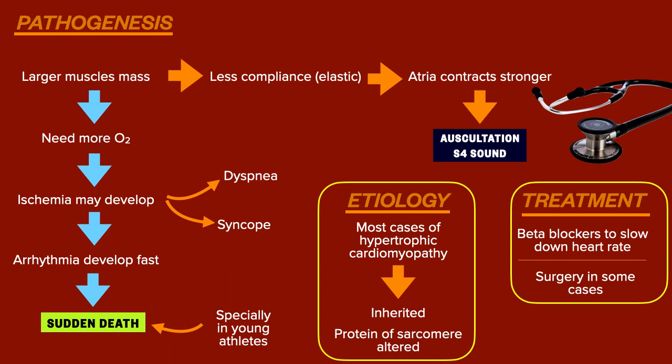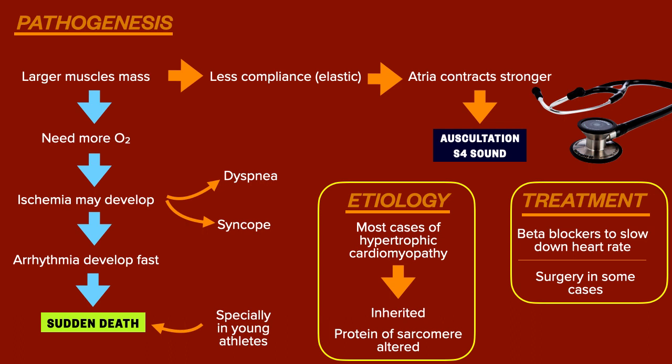Another thing to know is that those larger muscles need a lot of oxygen. We just talked about how the heart has a harder time getting blood and therefore oxygen to the tissues, right? Well, without oxygen, they can become ischemic, and this is thought to be the reason why people with hypertrophic cardiomyopathy sometimes develop dangerous fast arrhythmias, and why hypertrophic cardiomyopathy is the most common cause of sudden death in young individuals, but especially in young athletes.